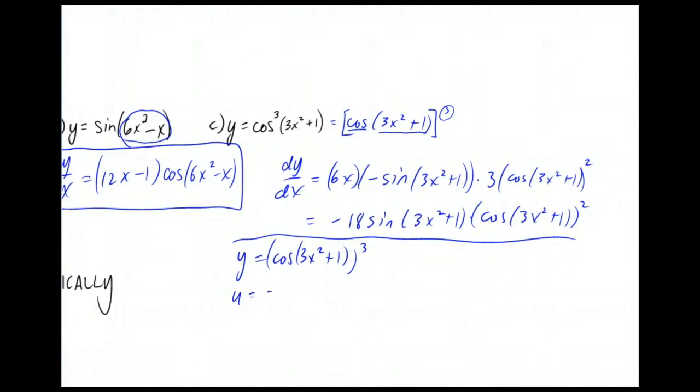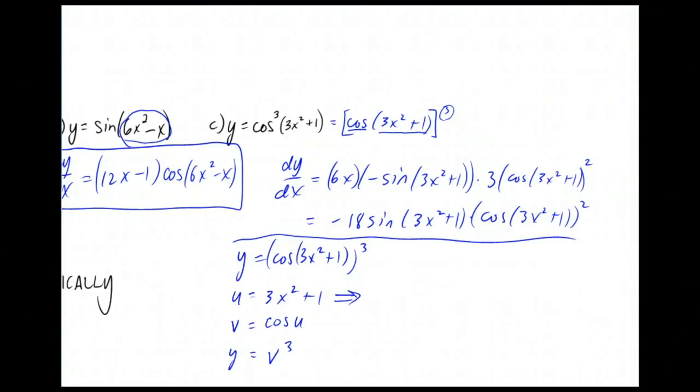We'll say u equals 3x squared plus 1. That is inside the cosine function, so we can name another function v. v is the cosine of u. And then that is all inside the cubing function, so we'll say y is equal to v cubed.